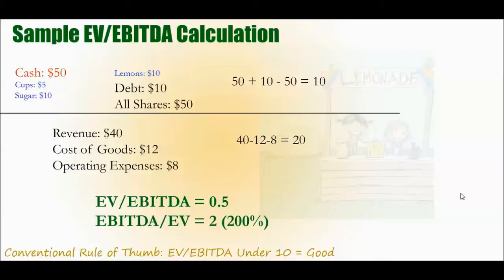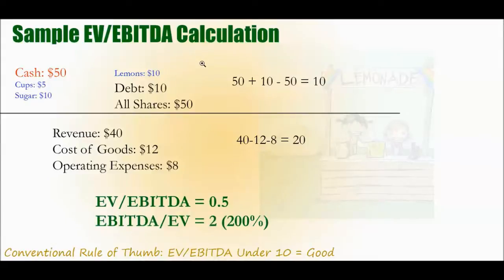Okay, what we would do is we'd calculate the total shares, right? So in order to buy the company, we'd have to pay $50 for the shares. They also have some debt, so we'd also have to pay off that debt. There's $10 worth of debt, so that gives us $60. Of course, we can subtract out the $50 in cash we're getting right back. So that gives us 10. The cups, sugars, and lemons are assets that we're getting, but they don't really factor that in.